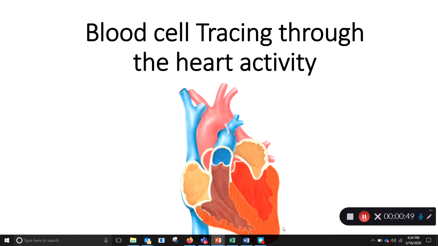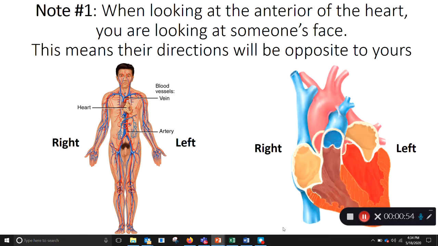Before we begin this activity, I need to hit a couple of points. First, when we're looking at somebody straight on, we're looking at the anterior of the heart. That means the directions of the gentleman, in this case, we are going to look at oppositely. So if I am holding up my left hand and extending it out, I'm going to touch this gentleman's right hand. If I'm holding out my right hand, I'm going to be touching this gentleman's left hand.